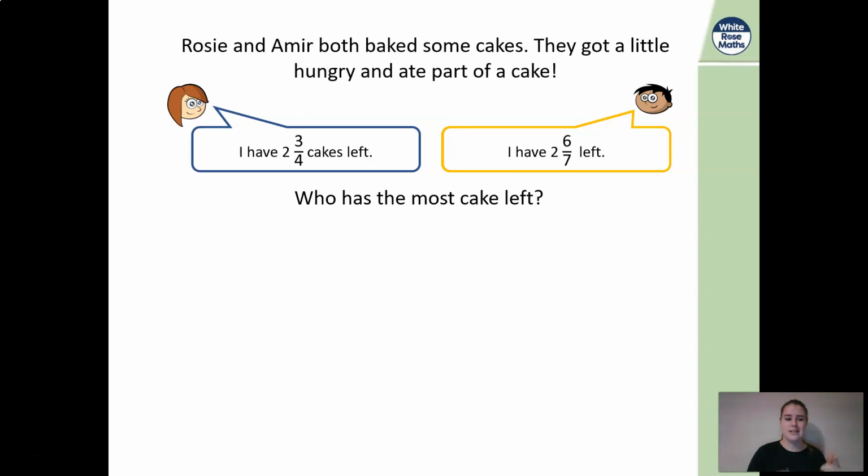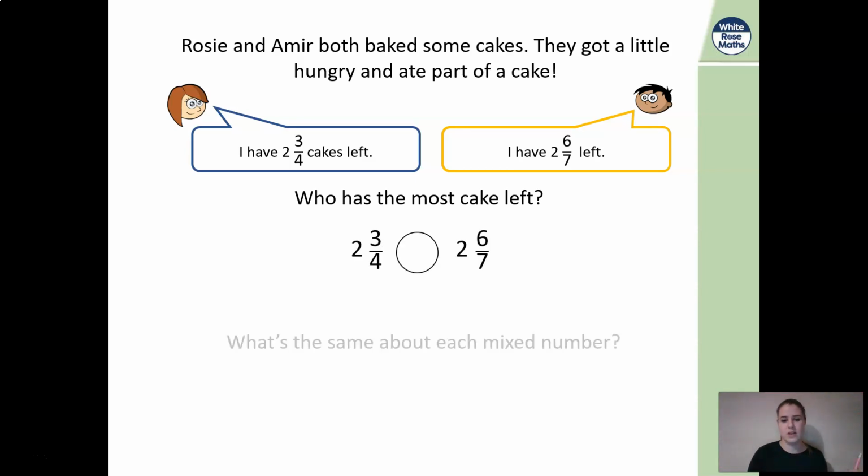Okay. Let's consider this problem-solving question here. So Rosie and Amy have both baked some cakes and they got a little hungry and they ate part of their cake. That sounds like someone I know sitting over here. So who has the most cake left? So let's have a look at this first. What do you notice that's the same about the mixed numbers?